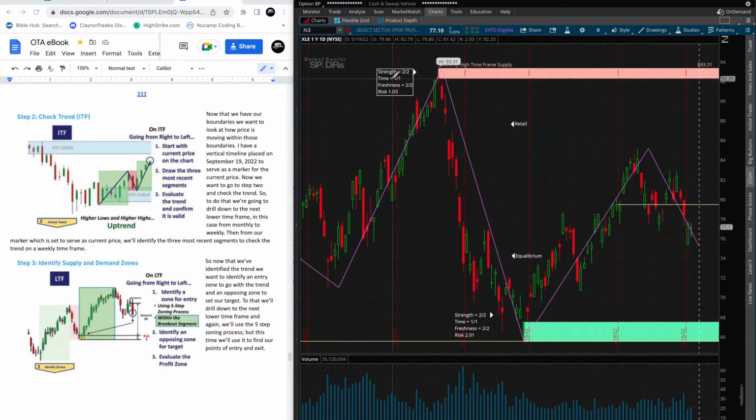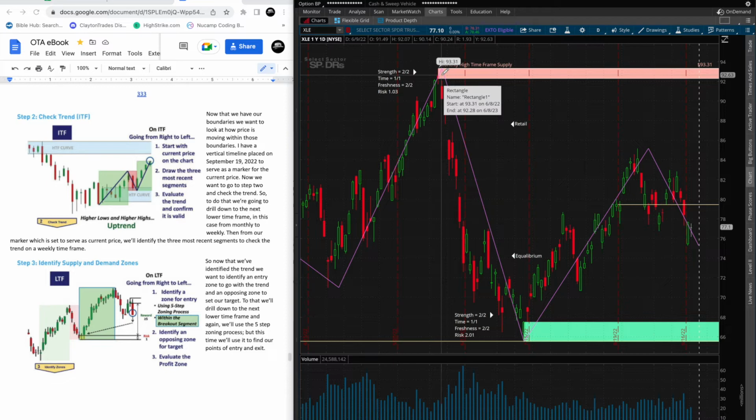Okay. When we look at time, we want to look at the number of basing candles that are in the base. In this particular case, we have one basing candle, and anytime you have 1 to 3 basing candles, time is going to earn full marks. The other thing you want to look at is freshness. Has price returned to the zone? In this case, it has not.